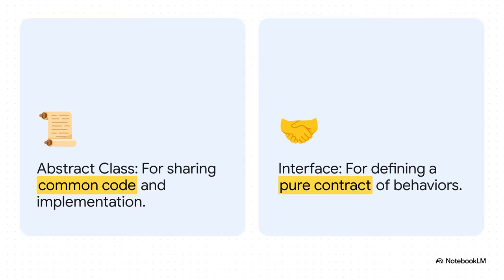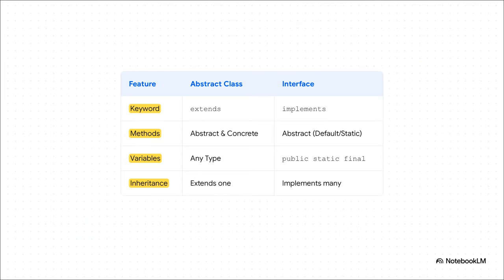It boils down to this. You use an abstract class when you want to share common code and data among closely related classes. And you use an interface when you want to define a common behavior or capability that even completely unrelated classes can share. It's all about sharing code versus sharing a capability. So this table really lays it all out.